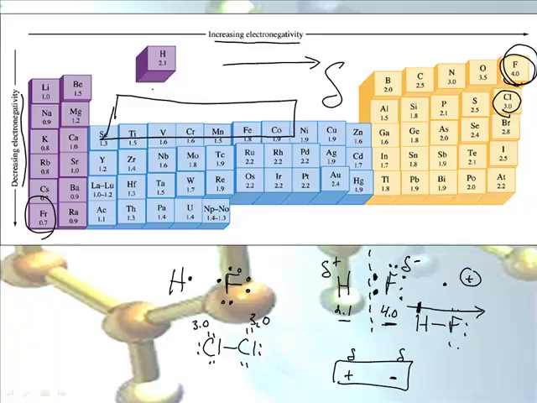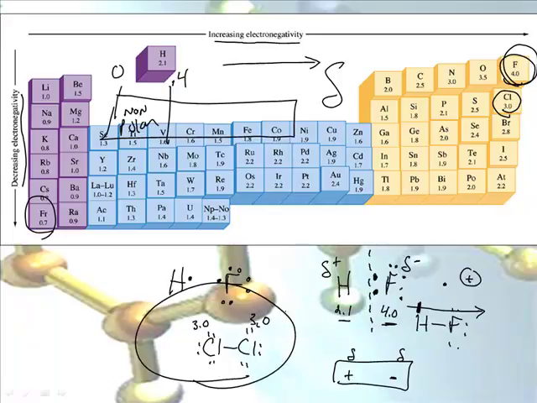If you have an electronegativity difference between 0 and 0.4, it's considered a nonpolar bond. Because that's the chlorine, and what's the difference between 3 and 3? 0. So that's nonpolar.